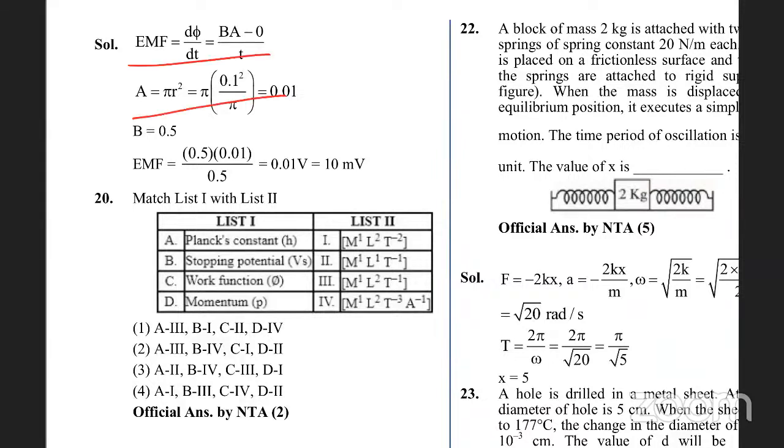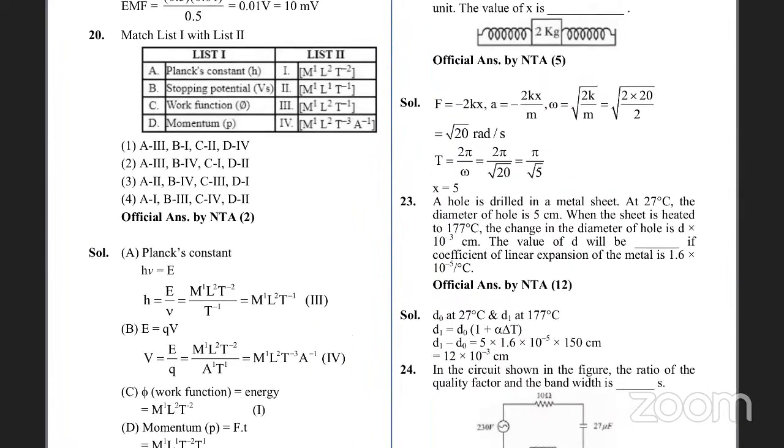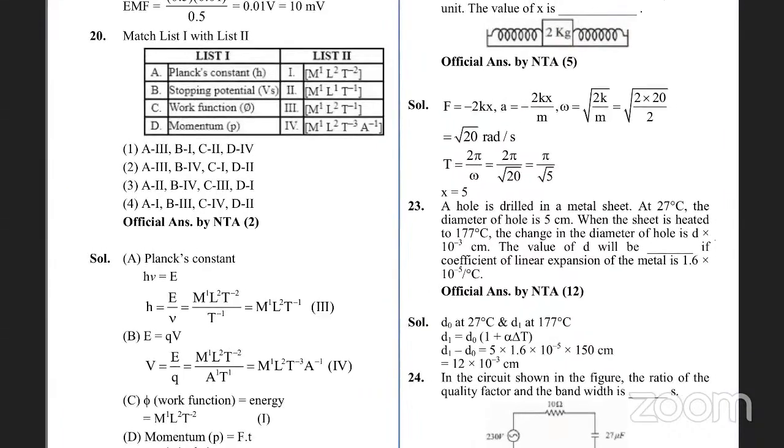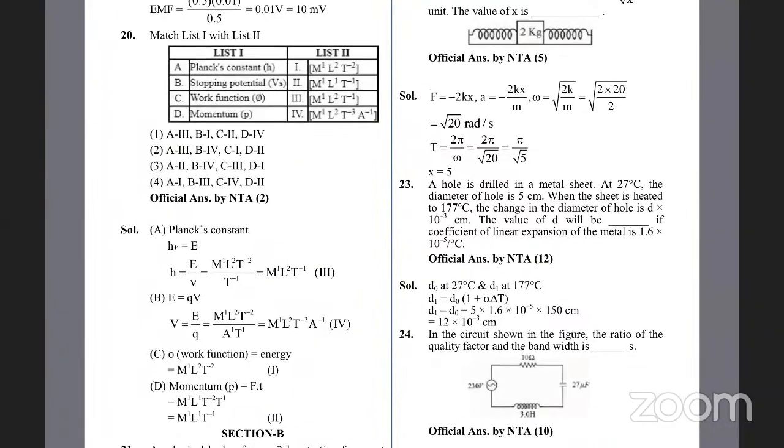So write this concept you apply. Okay. Next, look at the question. So it is a match the list 1 and list 2. So Planck's constant, stopping potential, work function, momentum. So you're right, the list 2 is dimensions.